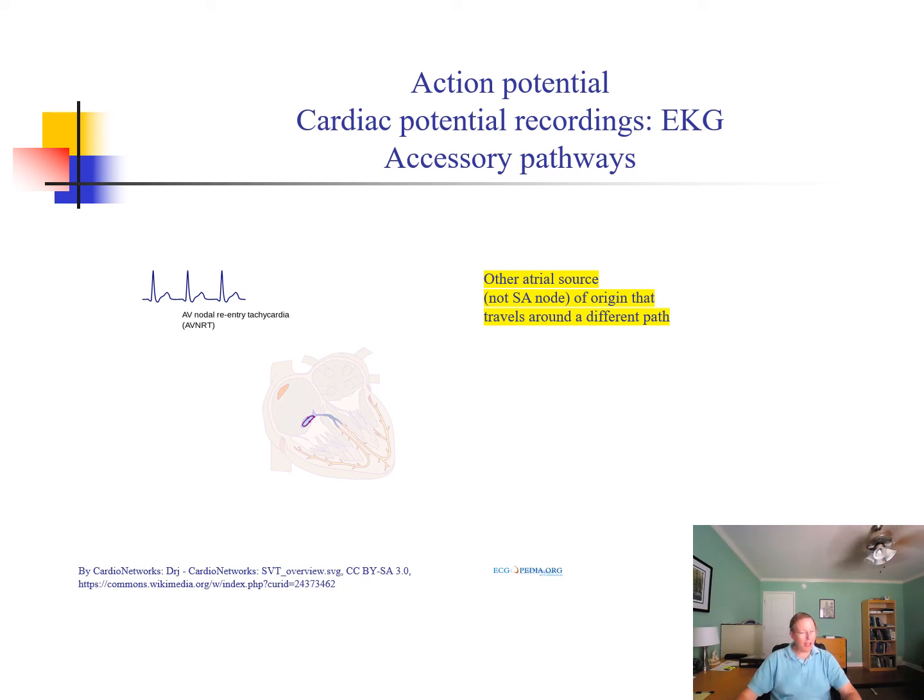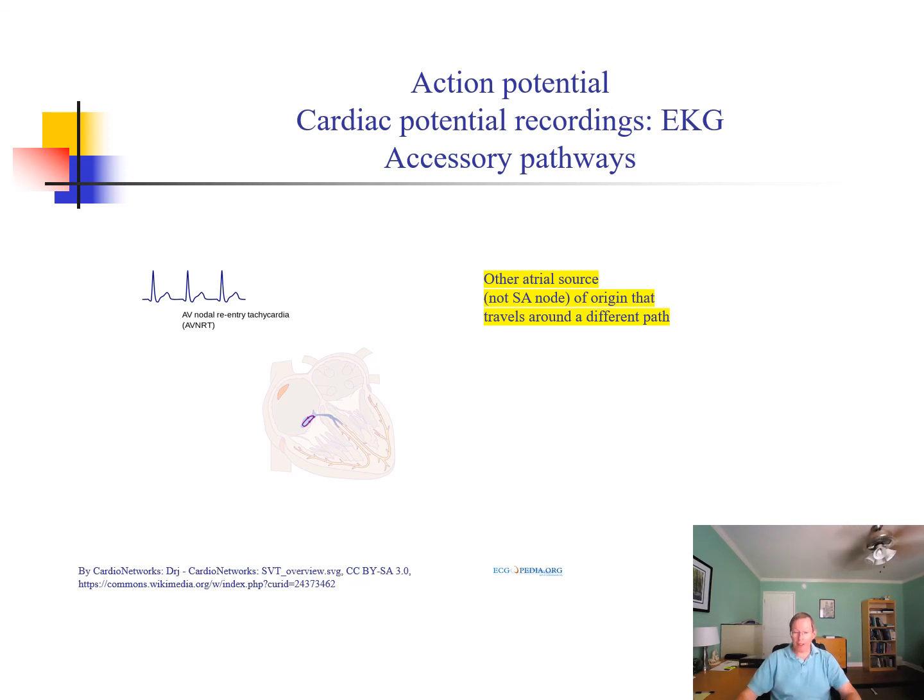Now I'm going to touch on an abnormality that I'm not even going to begin to talk much about, but those are called accessory pathways, and there are a number of these. Accessory pathways are where you don't go through the AV node, but you have some connection electrically between the atria and the ventricle. And these can lead to very bad arrhythmias that can even be lethal.